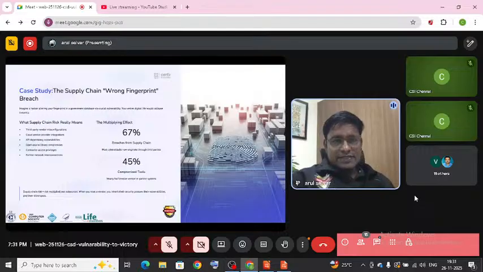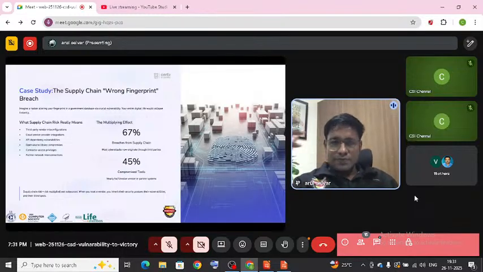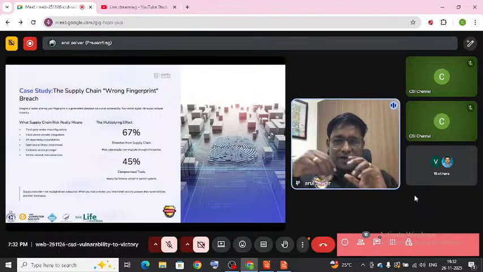Next is the supply chain, the wrong fingerprint. One scenario happened at an airport. When we go with our passport to other countries, and even in India also, they take the fingerprint and verify that it is you. Based on that, they will let you exit or enter.